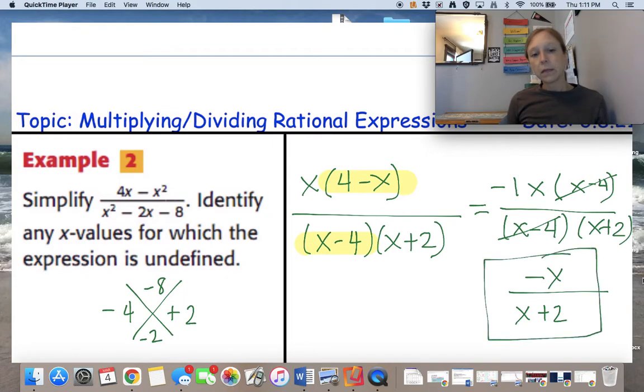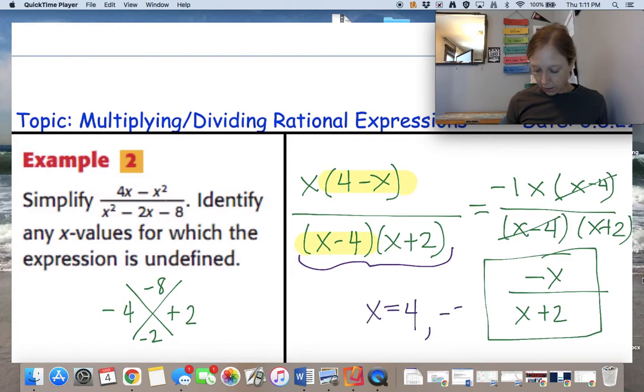So the thing that makes this example different is we had to factor out a -1 in order to be able to cancel. And it is okay to do that. Now let's head back over to our original expression in factored form, and find what x cannot equal. Remember, it's whatever makes the denominator 0. And what would make this denominator 0 is if x were 4 or if x were -2.